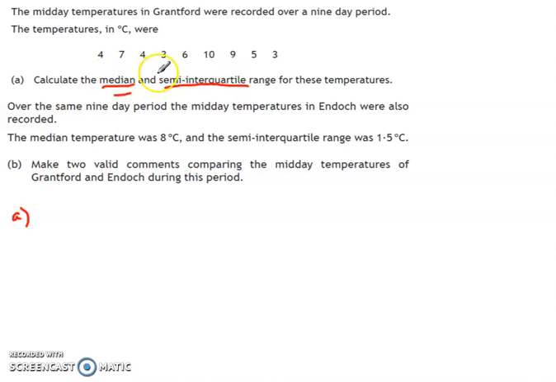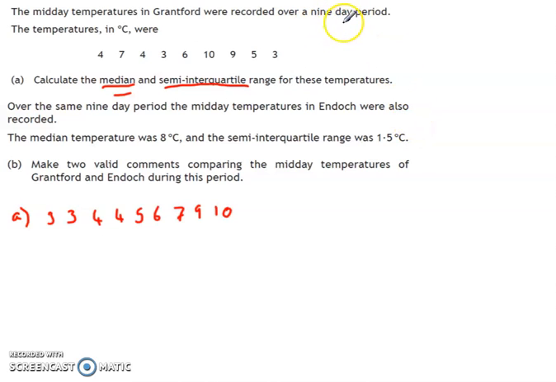Now because we need it in order, first thing you need to do is take your data and just make sure it's in order. Well, in this case it's not, so we have to write it in order now. So if we change the data into an ordered list, we've got 3, 3, 4, 4, 5, 6, then a 7, a 9 and a 10. So now it's in order, I can calculate all the information.